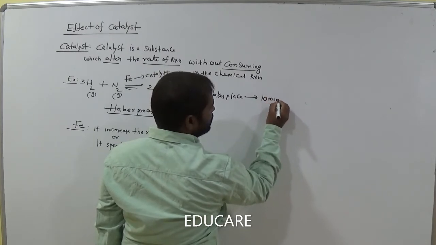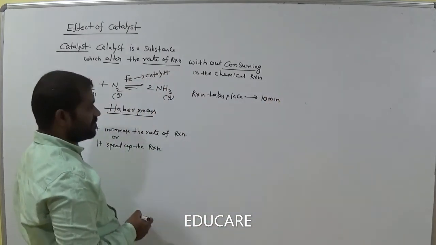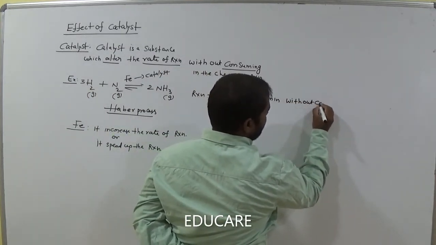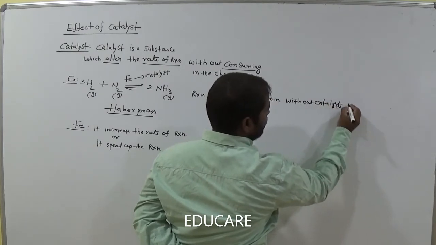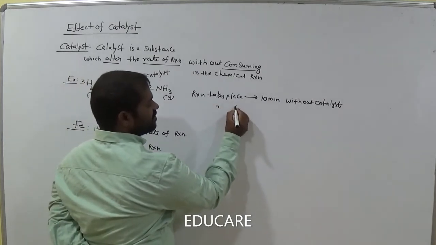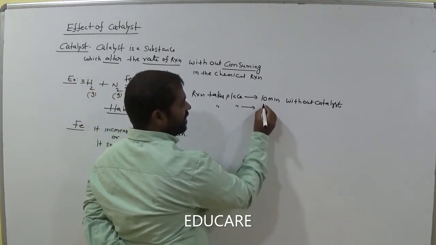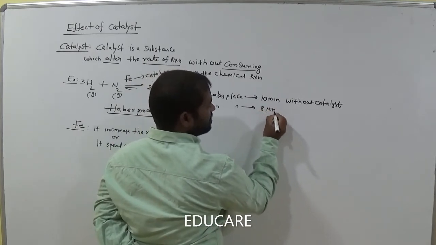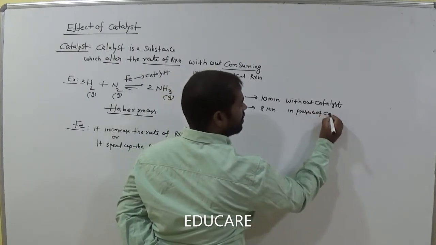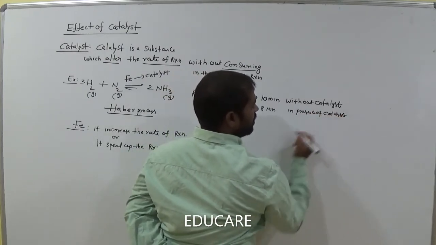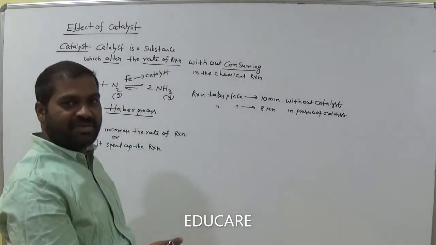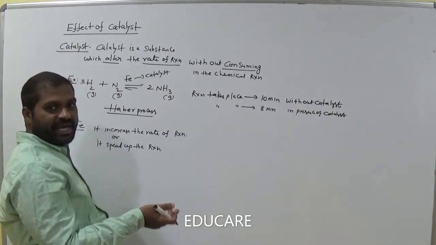10 minutes to complete, that means without catalyst. This reaction takes 8 minutes to complete in presence of catalyst. That means time decreases, which means the rate of reaction is fast, am I right? So that means the speed of reaction is very high, am I right?